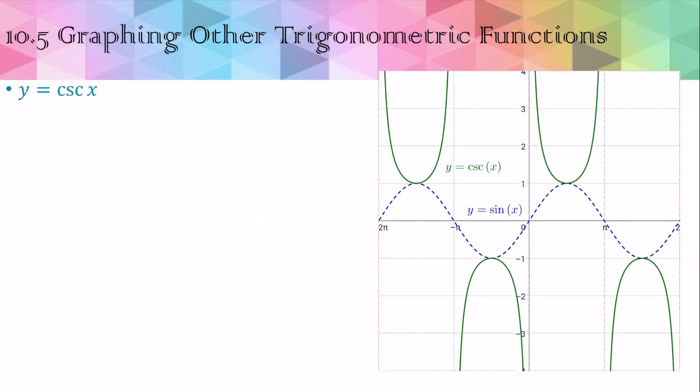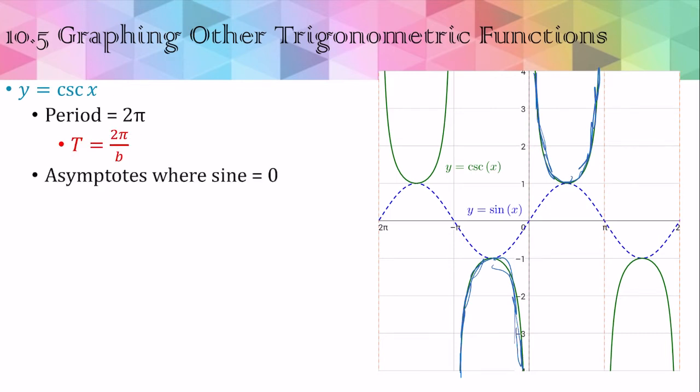Our last 2 trig functions are cosecant and secant. So here's cosecant, which is the reciprocal of sine. So you can see on the graph the blue dotted is sine, and cosecant is above and below that. Like sine, the period is 2 pi. One full period is one above and one below. So that's one full period. The period then would be 2 pi over b. And the asymptotes are where sine equals 0. So the asymptotes are when sine has an x-intercept.